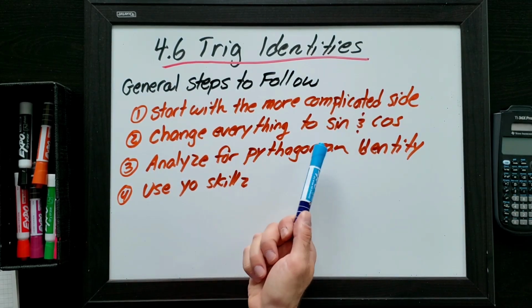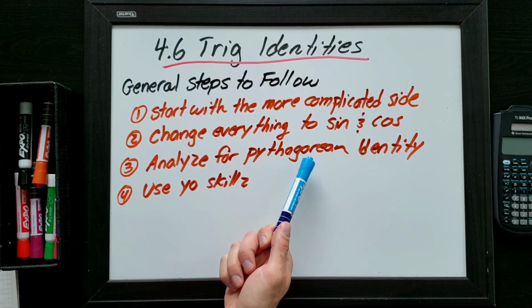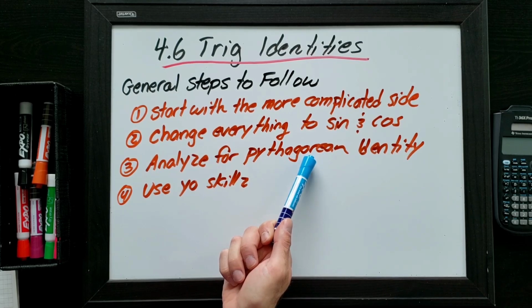3. Always check for Pythagorean identity. It's always something that we miss, so please make it a rule. Every single time you see some squares somewhere, we look for Pythagorean identity.